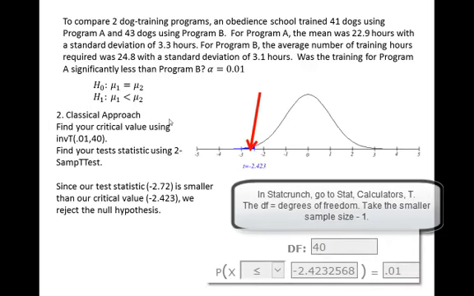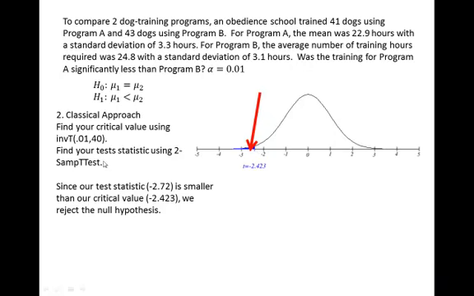If we do this with the classical approach, we find our critical value using inverse t. Inverse t takes our area to the left, and since this is a left-tailed test, the area to the left is alpha, 0.01. When you have two samples, the way you find your degrees of freedom is you take your two sample sizes, and whichever one is smaller, you subtract 1 from it. So our sample size here is 40. So our critical value is negative 2.423.